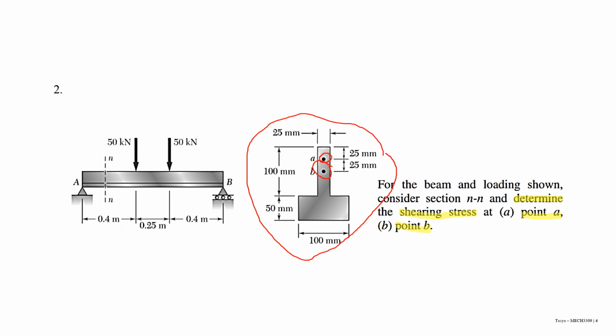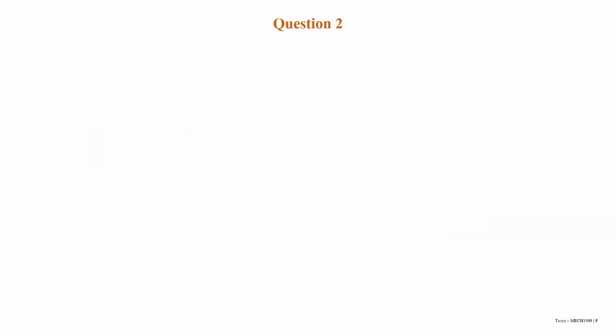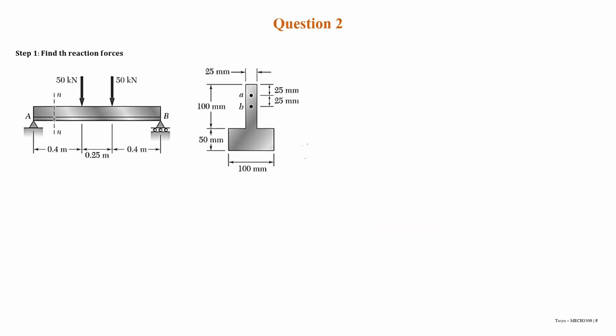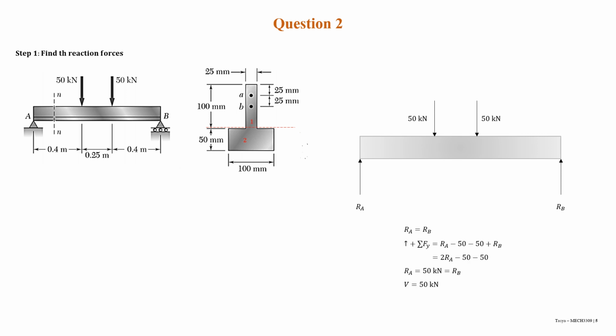So we just need to jump right into the analysis after this. The analysis begins with step 1, find the reaction forces. Since there are two forces going down here, the reaction forces will be at RA and at RB here. Two reaction forces as well.